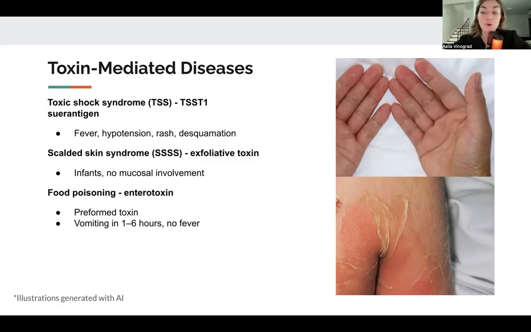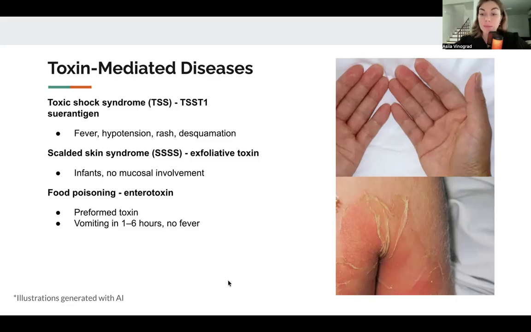Important details: mucous membranes are not affected. It heals without scars. Nikolsky sign is positive. It will look like a picture like this. And that means if you press and slide on the skin, it peels. Bullous impetigo is also caused by the same exfoliative toxin.